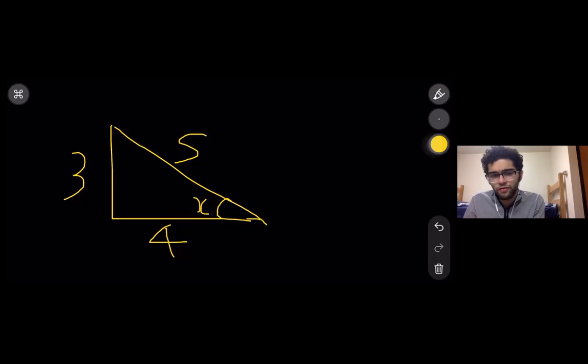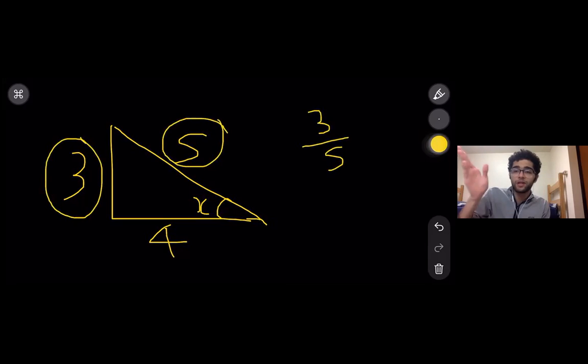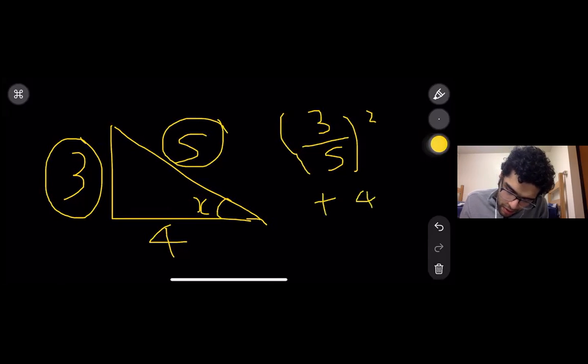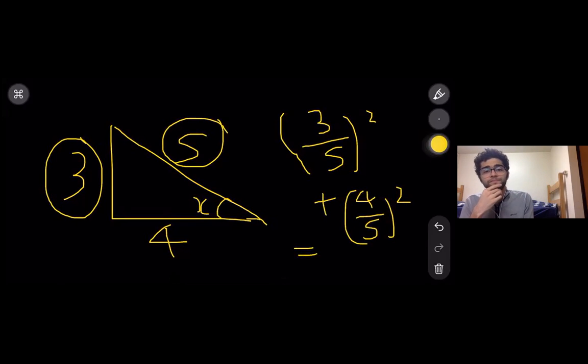Oh, somebody says 3 over 4. It's not 3 over 4, it's 3 over 5, because it is opposite over hypotenuse. Okay, good. What is cos? It's 4 over 5. So we have sine squared plus cos squared. If we do the computations, we get 25 over 25, which is 1. So it works. This will work in any right angle triangle. You can just pick the opposite over hypotenuse and square it and add it to the adjacent over hypotenuse squared. You'll always get 1. That's just the way it is.